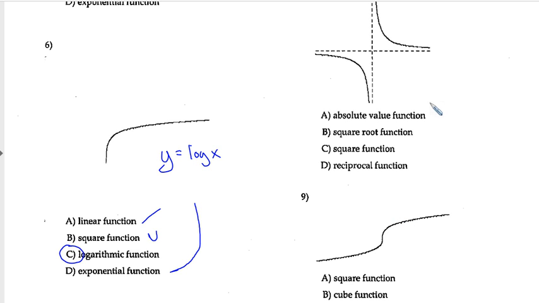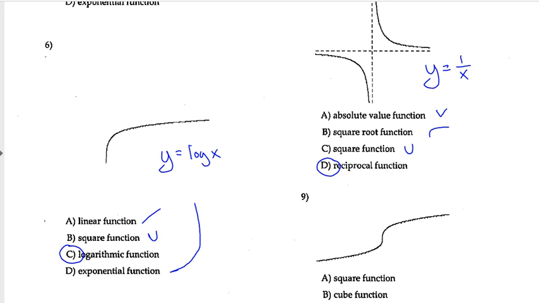In this case right here, we know absolute value is a v. We know a square function is a parabola. Square root, excuse me, my bad. A square root is something like that. A square is a parabola, and so this leads us to a reciprocal function. So this guy would be something like y equals 1 over x.